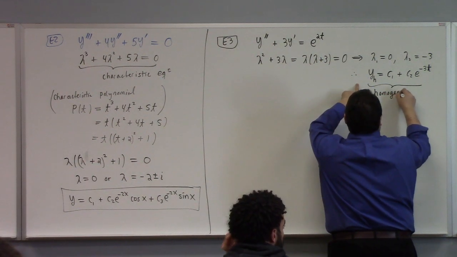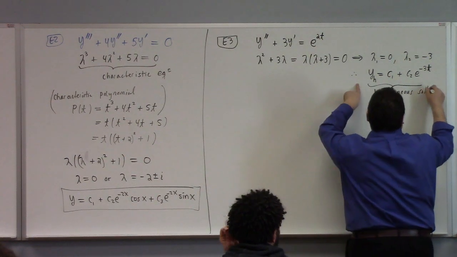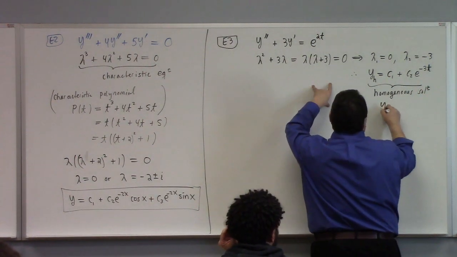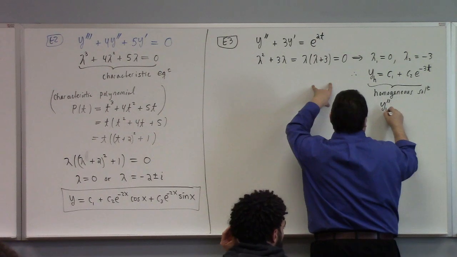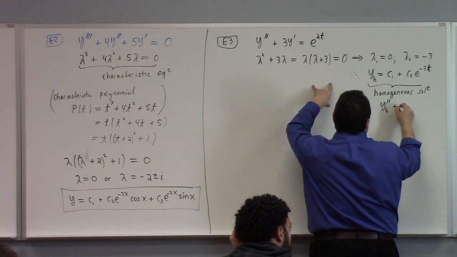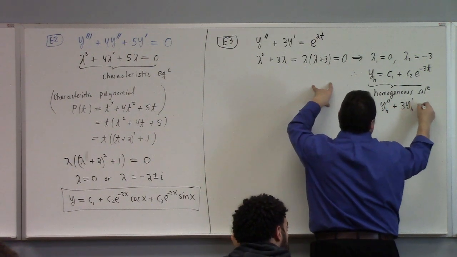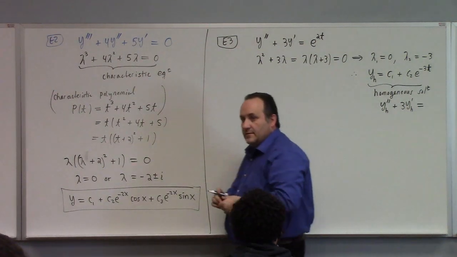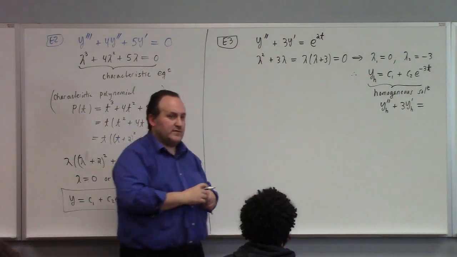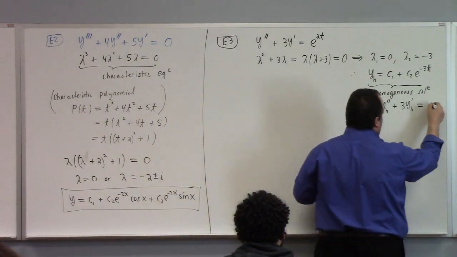What does it solve? It satisfies the following equation. It solves yh prime prime plus 3yh prime equals what? 0, right? It's a solution to the homogeneous equation.